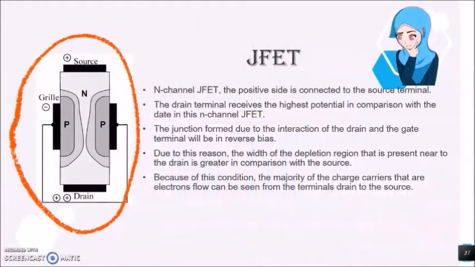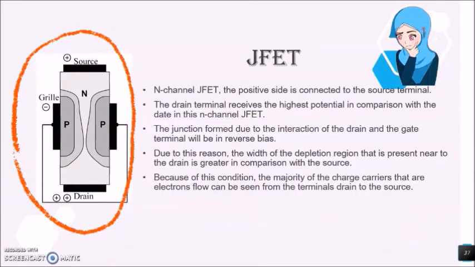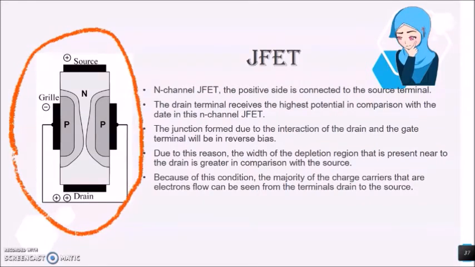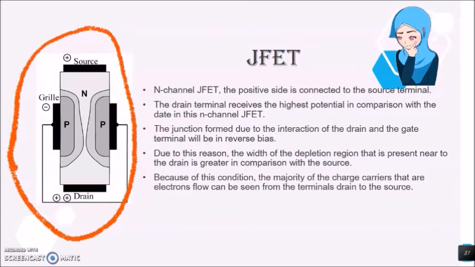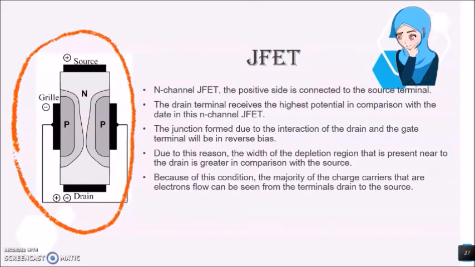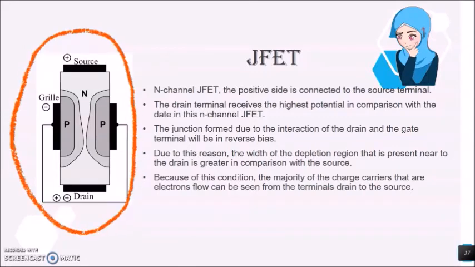Okay, here for the FET we can see how the wires are connected to all the terminals. For an N-channel FET, the positive side is connected to the source terminal. The drain terminal receives the highest potential in comparison with the gate in this N-channel FET. The junction formed by the drain and the gate terminal will be in reverse bias.